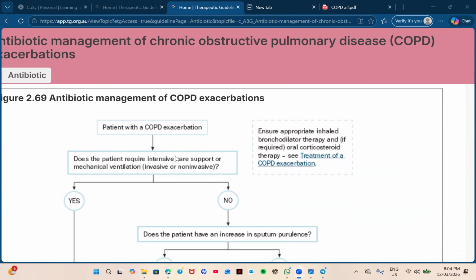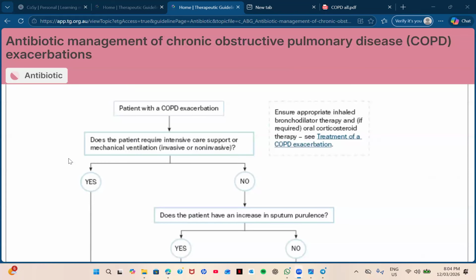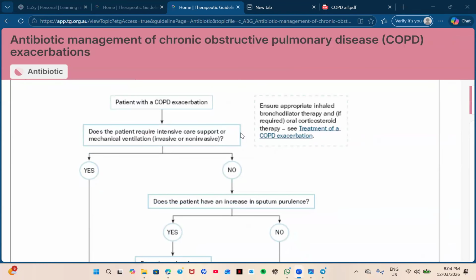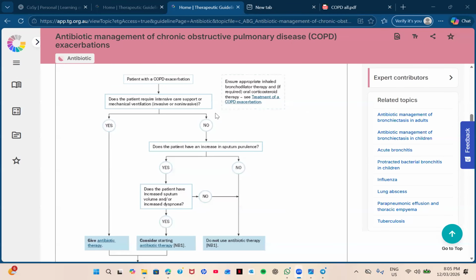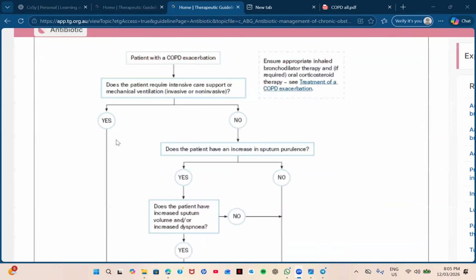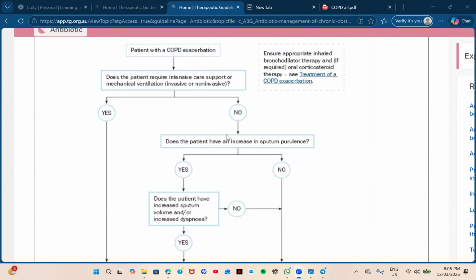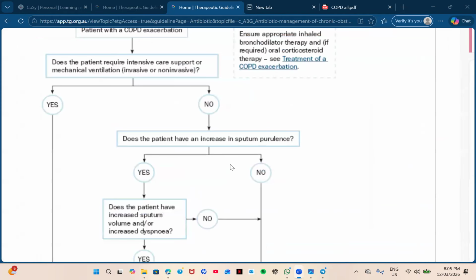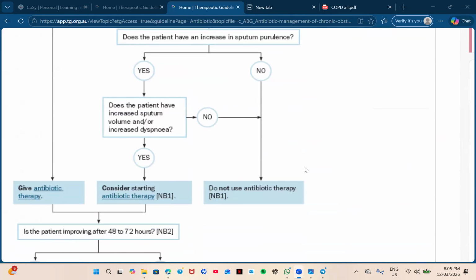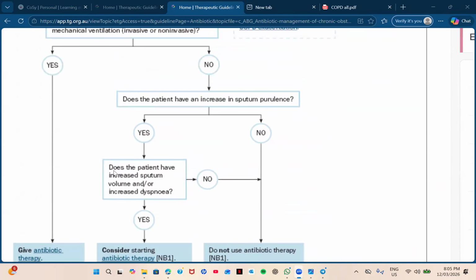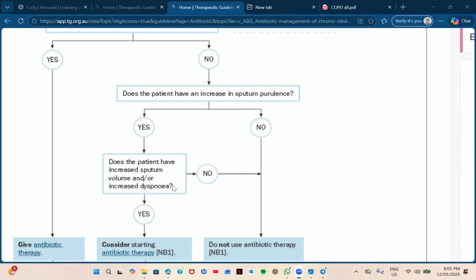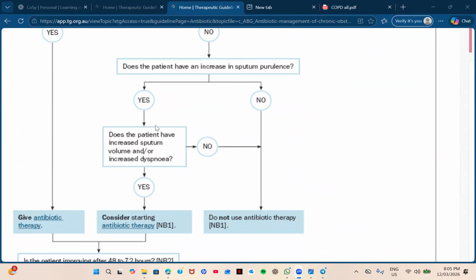Okay. Here, a patient with COPD exacerbation. Does the patient require ICU or mechanical ventilation? If yes, anyway, you have to give antibiotics. If no, then another criterion: does the patient have increased sputum purulence? If no, do not use antibiotic therapy. If yes, then does the patient have increased sputum volume and/or increased dyspnea? If yes, then consider starting antibiotic therapy.